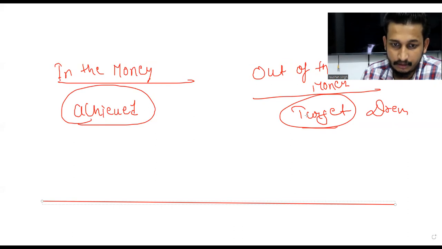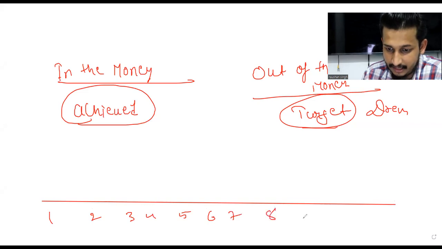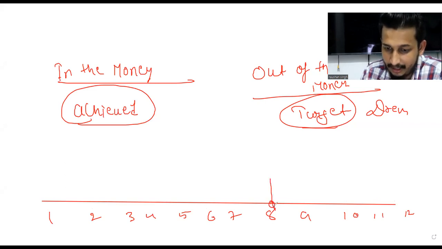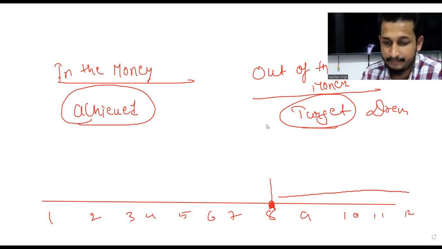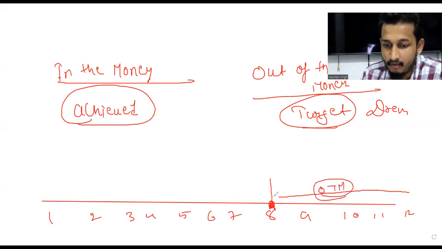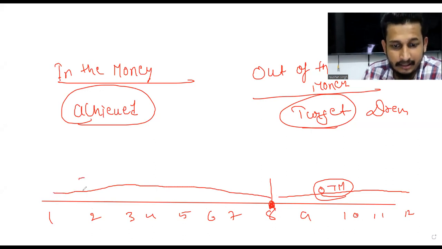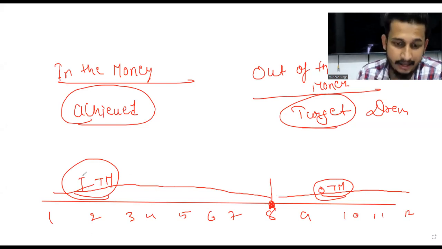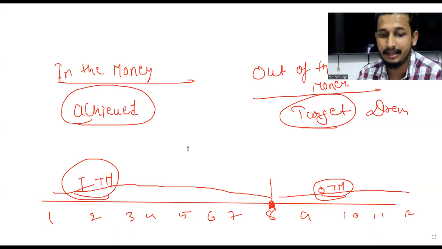Let's go on a scale. Here we have, let's say, 1 2 3 4 5 6 7 8 9 10 11 12. Let's say a kid who is in 8th class. अगर वो 8th क्लास में है तो ये 9th 10th 11th 12th उसके लिए क्या हो जाएगा? What will it be for him? It is going to be in the money or out of the money? It is going to be out of the money, basically his target. What he has already achieved is going to be in the money.